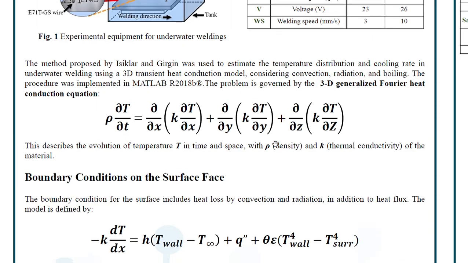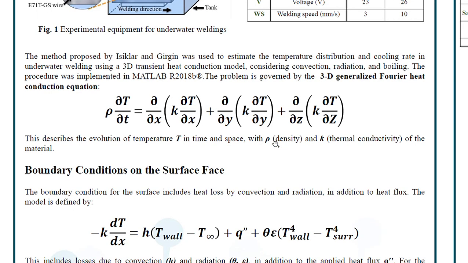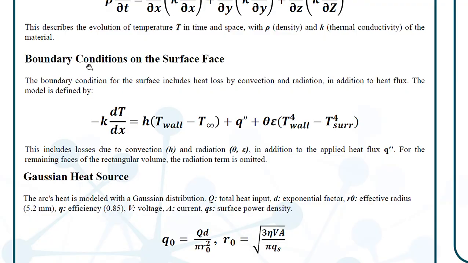Now, let me briefly explain the main equations of the model. Number 1, the heat conduction equation. This equation describes how temperature changes in time and space, considering the density and thermal conductivity of the steel. In simple terms, it tells us how heat spreads through the material during welding. But it is necessary to establish boundary conditions. At the surface of the plate, heat is lost not only by conduction, but also by convection of the water and by the radiation. This boundary condition ensures that the model represents the real underwater environment.